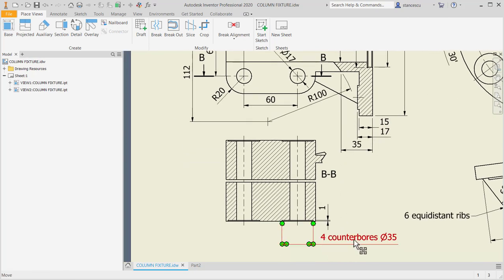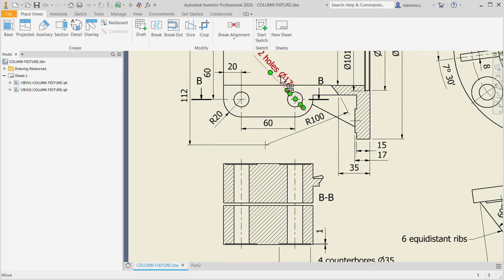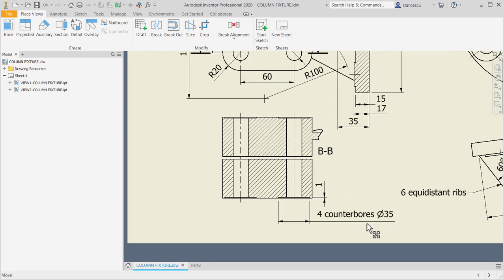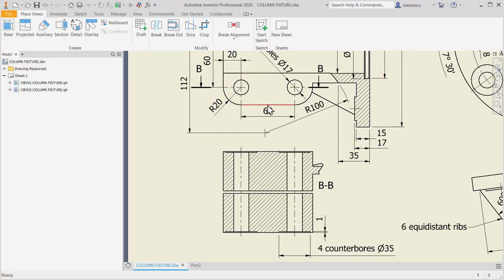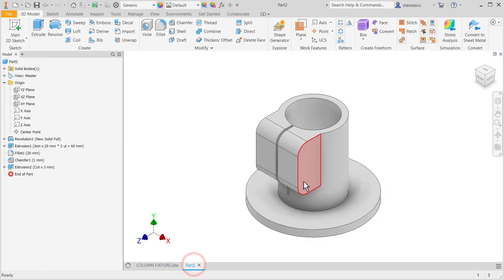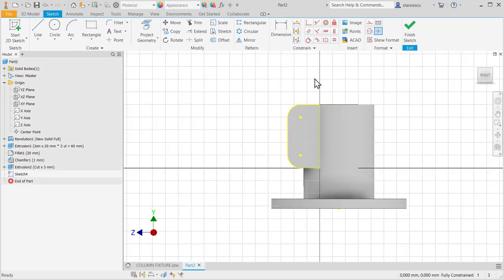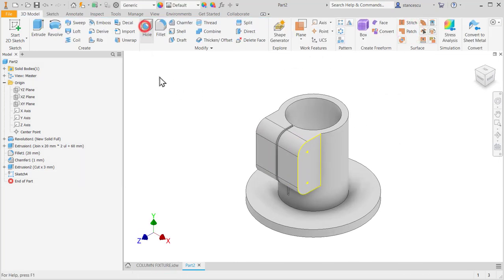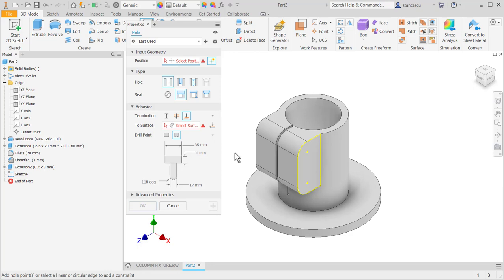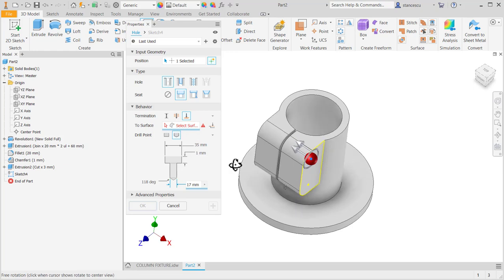Next are these four counterbores, 1, 2, 3, 4, minor diameter is 17, major 35 and depth 1. Let's apply, and they are placed in the center of the fillet, this face, hole, it is already defined, this point, select surface for end, the face is this plane, yes?